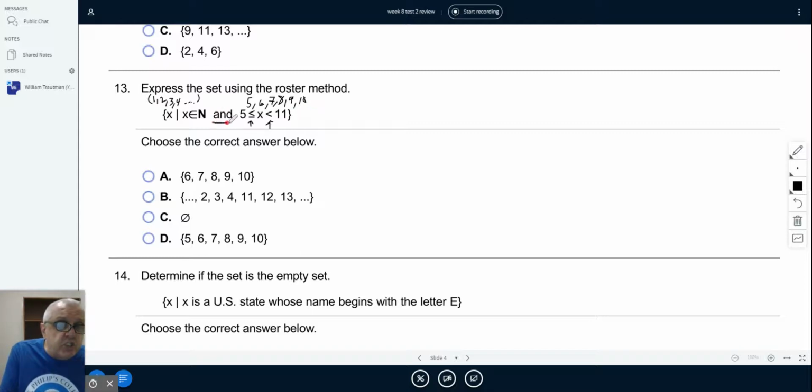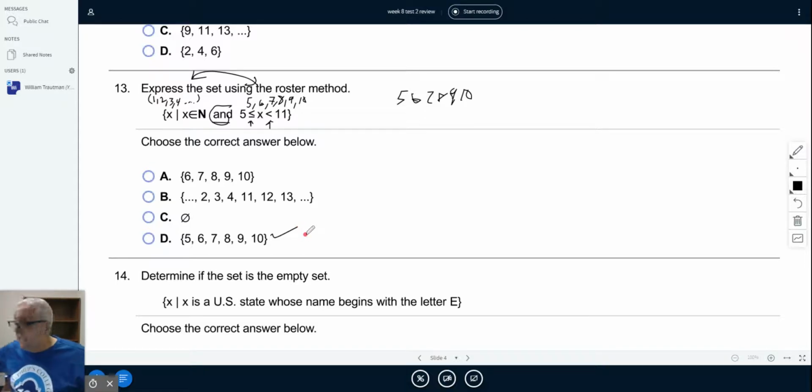And means which numbers are in common. Well, if the natural numbers go from 1 to infinity, all the whole numbers, and we have 5, 6, 7, 8, 9, and means what's in common with these two sets? Well, just the 5, 6, 7, 8, 9, and 10 are the numbers in common. And there's my answer.